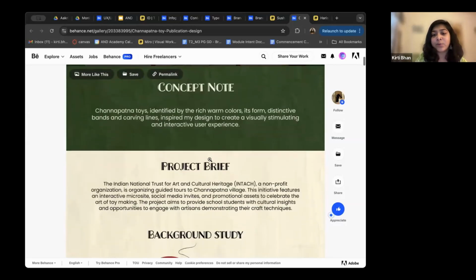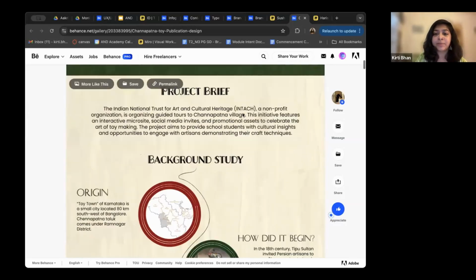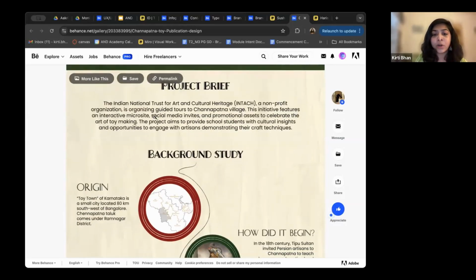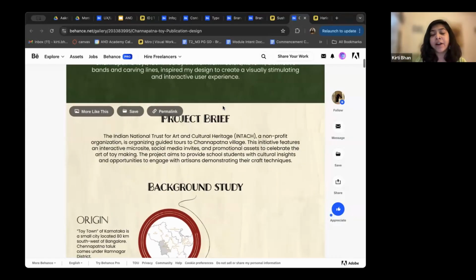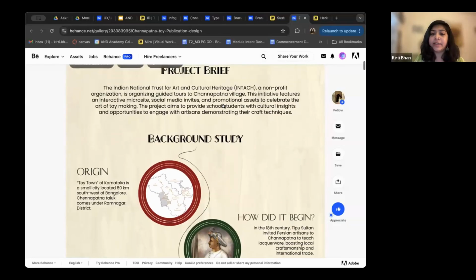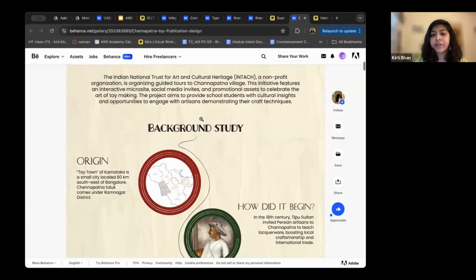Then there's a concept note which talks about what would be the look and feel of the final outcome of her deliverable. Then the project brief, which talks about an NPO organizing a guided tour to Channapatna village. This craft is Channapatna toys. This is an initiative, and she is designing a microsite here. She will be making some social media invites and some promotional assets.